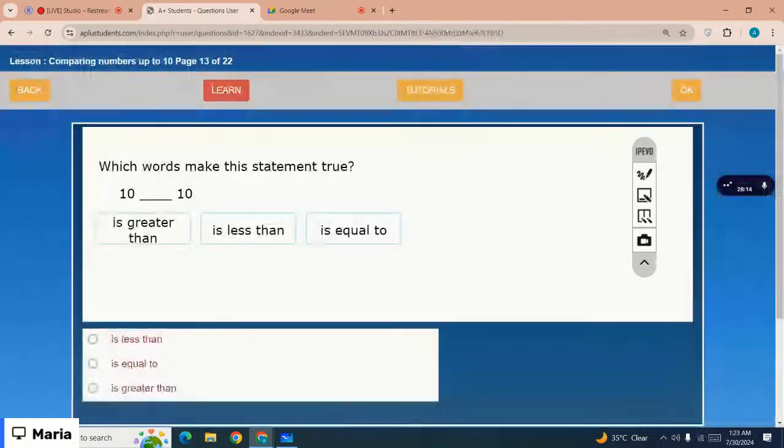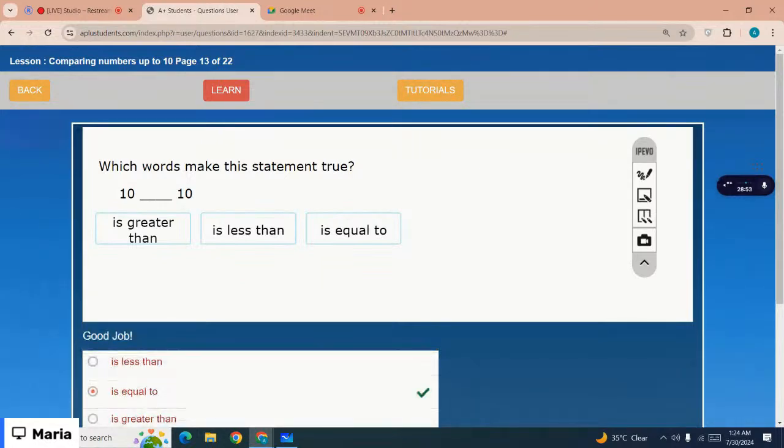Which words make the statement true? 10 and 10, which is the correct option? Yes, 10 is equal to 10. The correct option is equal, right? Option number 2 is the correct option.